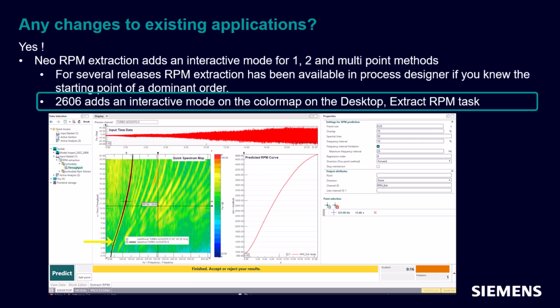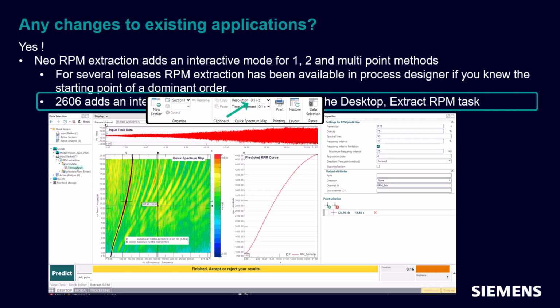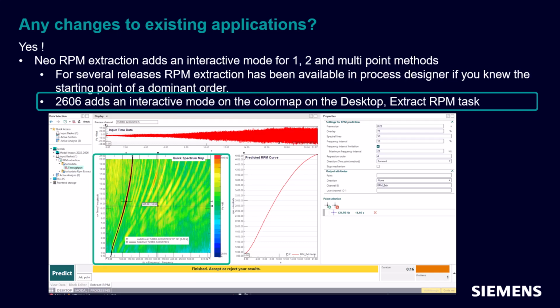So when you add this offline RPM extraction add-in, you're going to get a new task called Extract RPM. I put some data in the input basket. Up at the top here, under my preview channel, I pick one of my channels. Up in the taskbar, in the ribbon, I can pick my frequency resolution. Based on that, when I pick my channel, it's going to draw this color map. And then I can put a cross cursor on this color map and tell it to accept a point.